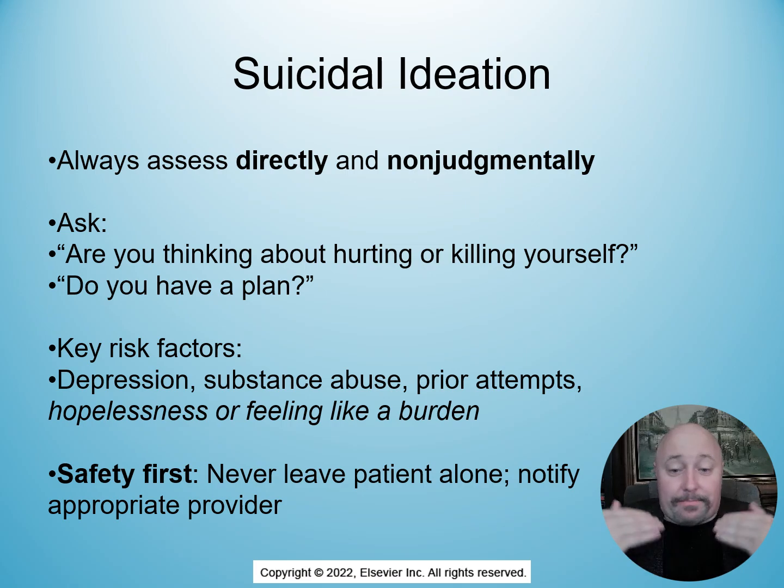Suicidal ideation, I say again, is a top priority whenever we're talking about any mental health, mental status, and mental health assessment. It's got to be that top priority, both here in our mental health course, as well as when we get to ATI and NCLEX. Always assess directly, nonjudgmentally. Are you thinking of hurting or killing yourself? Do you have a plan? And keep in mind those key risk factors: depression, substance abuse. Prior attempts is going to be a major indicator that they could attempt again. Also, key terms like hopelessness or feeling like a burden are going to be other key phrases that we really need to zero in on.